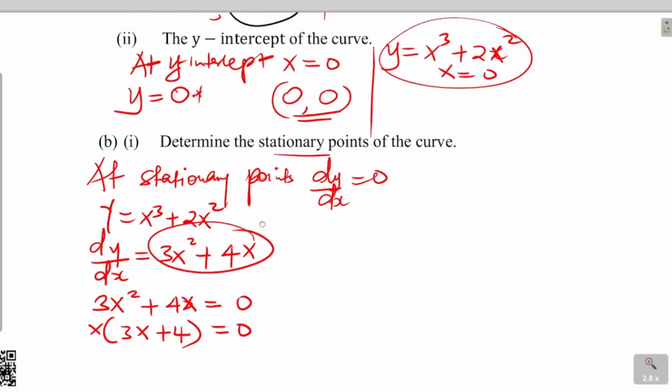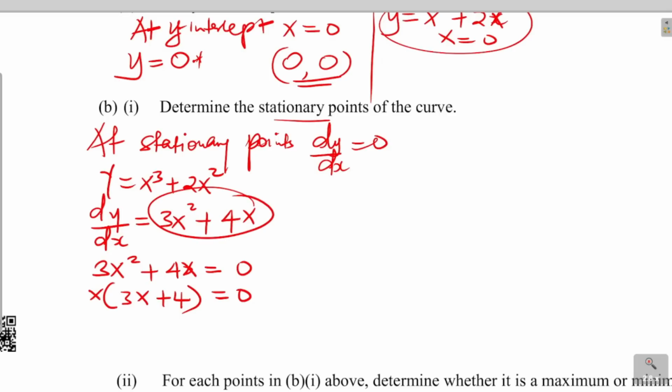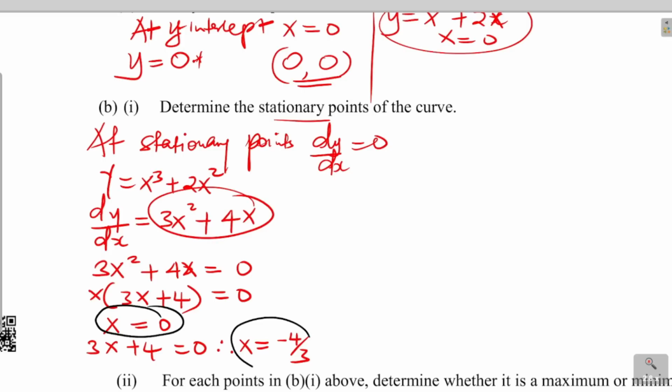So working this out, you get x equals 0, and also 3x plus 4 equals 0. This will give x to be negative 4 over 3. So these are the x coordinates of the stationary points. Now we need to get the corresponding y coordinates. So when x is 0, what is y?